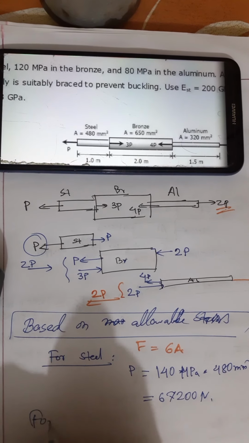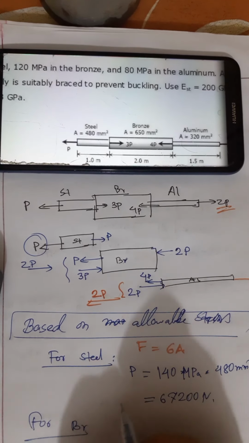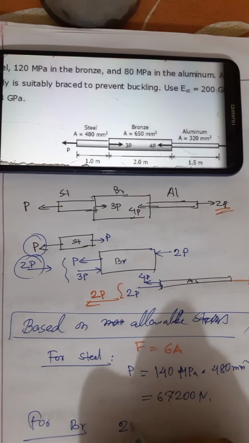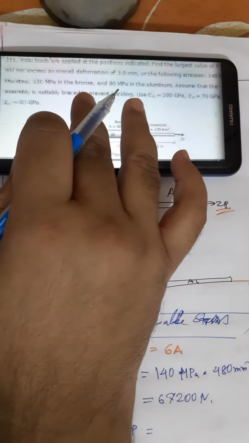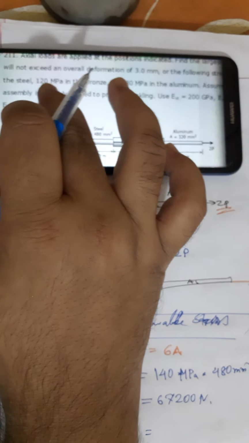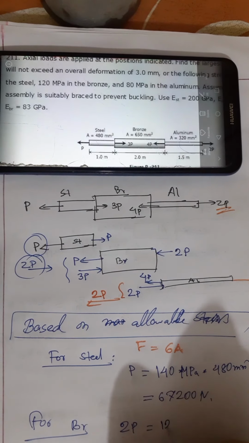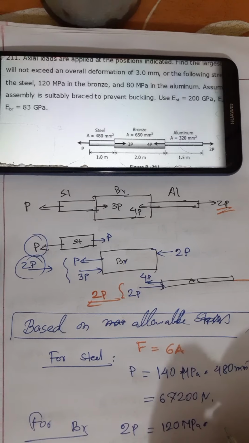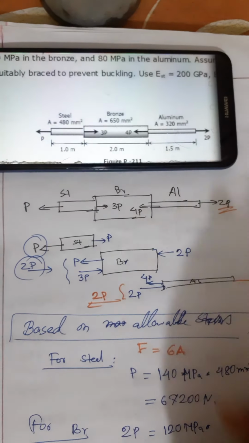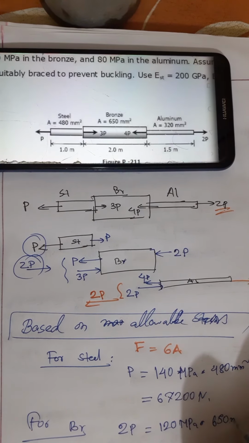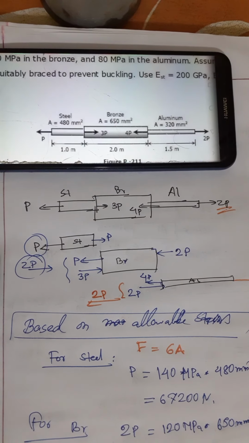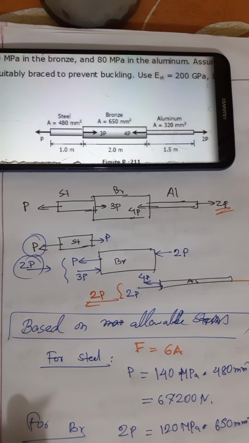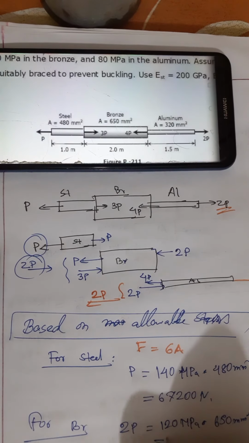Similarly for bronze, in the bronze the force is 2P, so 2P equals, and allowable stress for bronze is 120 megapascal, that is Newton per millimeter square, into the cross sectional area of the bronze, which is also given as 650 millimeter square. So the force will be in Newton, and it's 70,000 Newton.